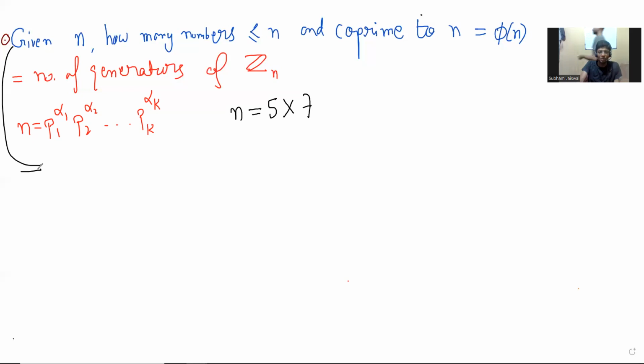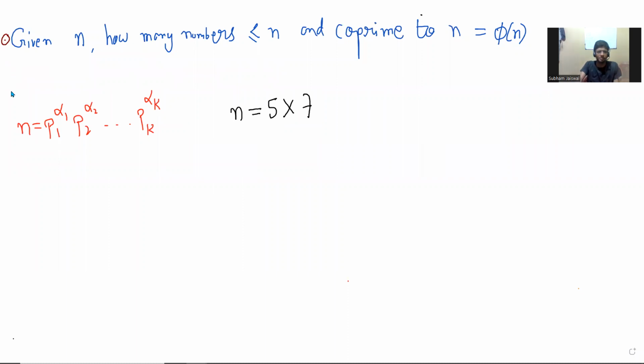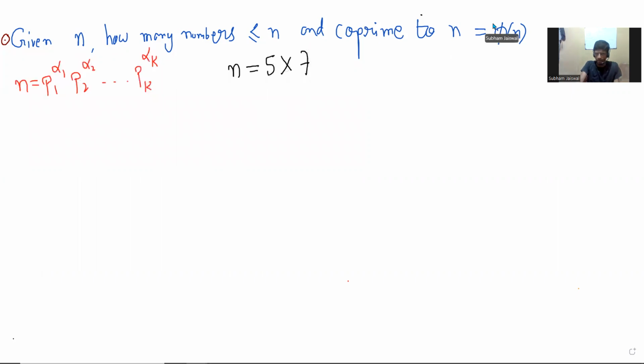So let's erase the generators and all, because the focus of the problem is now not this. Let me first write the idea, then we'll do it for 5 into 7. Then we will try to make a theorem out of it.